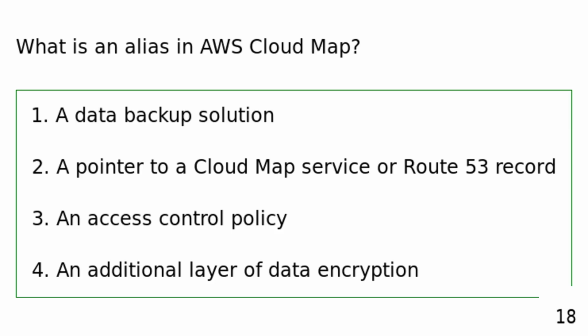What is an alias in AWS Cloud Map? A data backup solution. A pointer to a Cloud Map service or Route 53 record. An access control policy. An additional layer of data encryption.